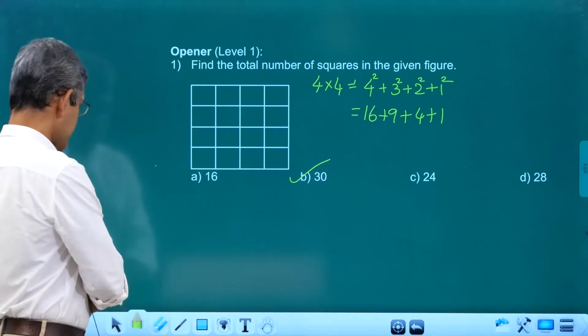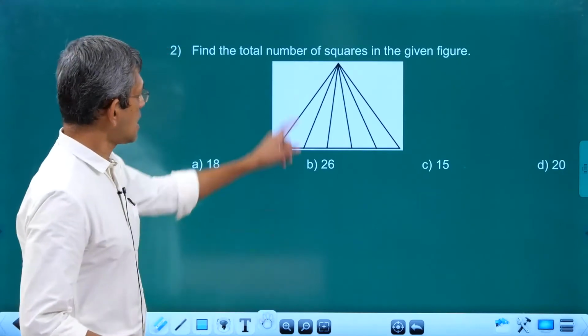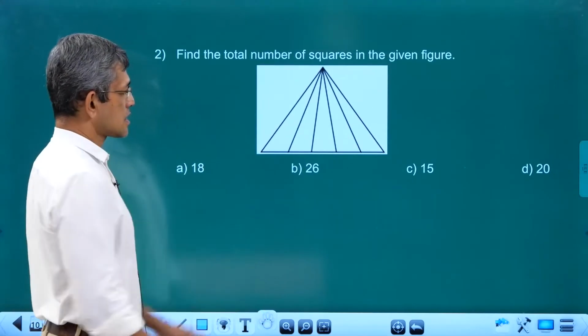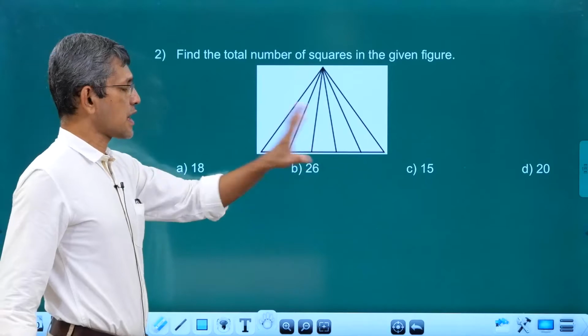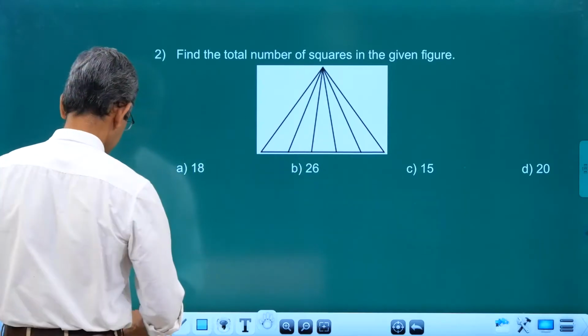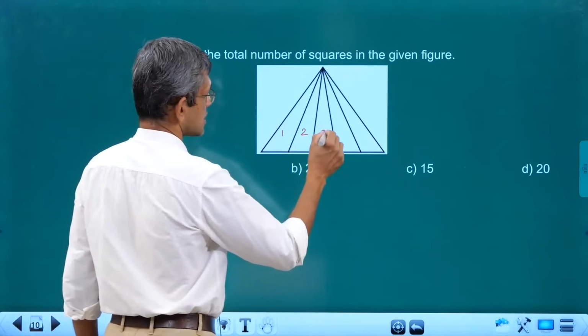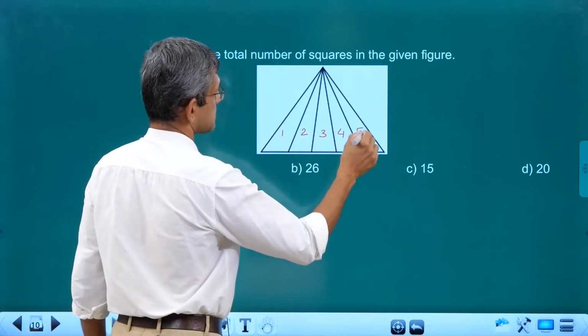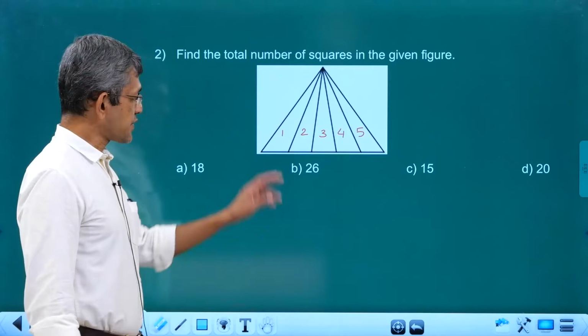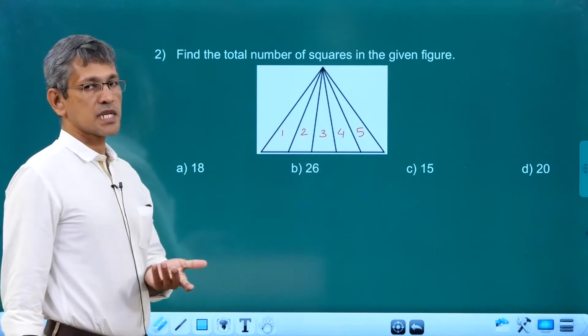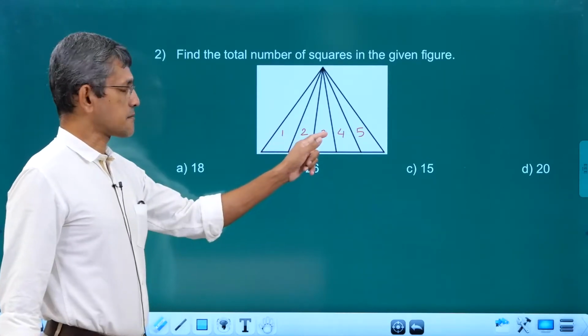Now next one. Just take a look at it. A large triangle is divided into 5 pieces, correct? So a large triangle that is divided into 5 pieces: 1, 2, 3, 4, 5. So if you take one piece at a time, we can take it as what? One piece at a time.